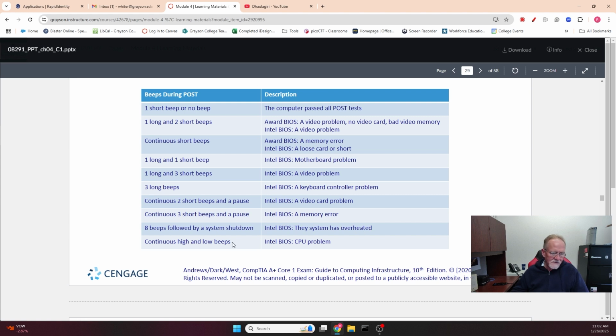And then if you have continuous high and low beeps, dee-doo, that means you have a CPU problem and you really do have a problem. So it's a good idea at that point, you're going to probably be doing some extensive upgrading.